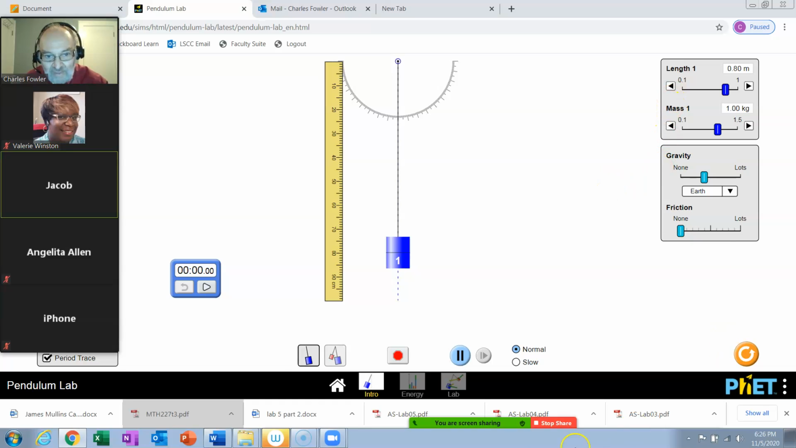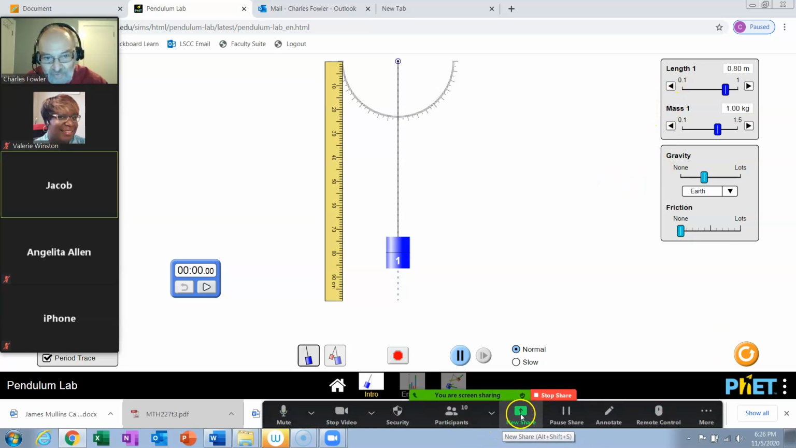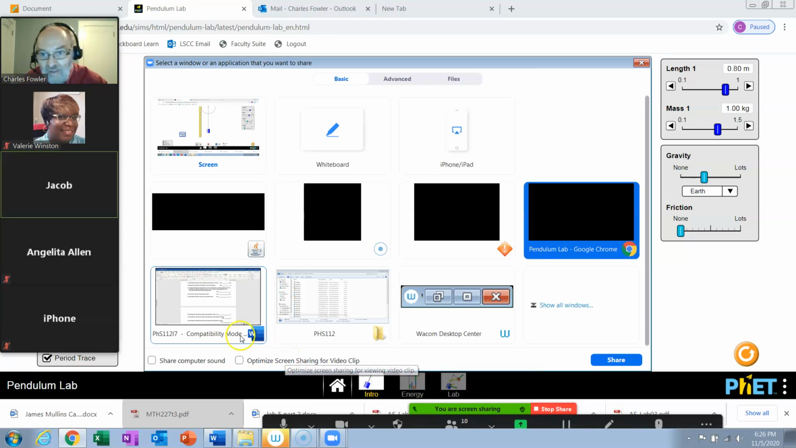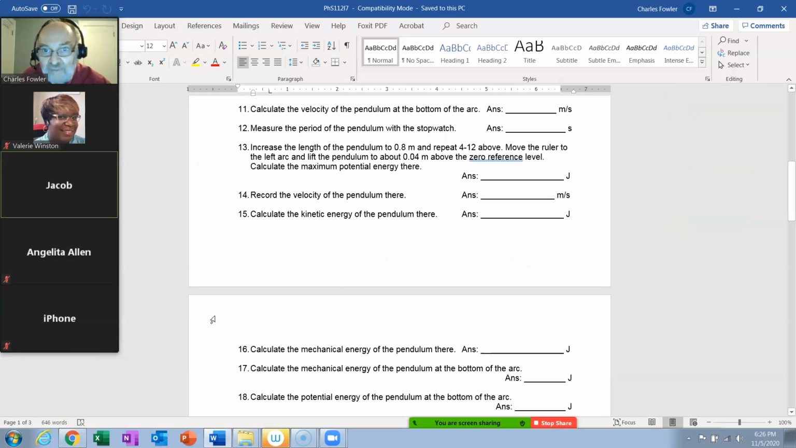Okay, let's see what else we're supposed to do. Okay, move the ruler to the left arc and lift the pendulum to about 0.04 again, above the 0 reference level. Now our zero reference level is 0.8, not 0.7, so we're going to have to do some adjusting there. And then we'll go back and calculate maximum potential energy.